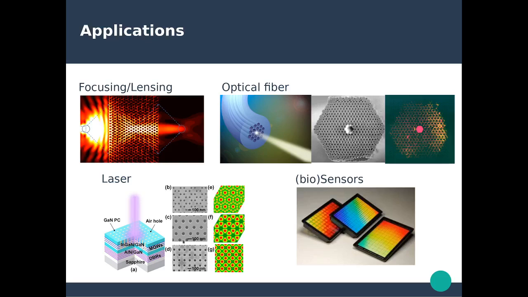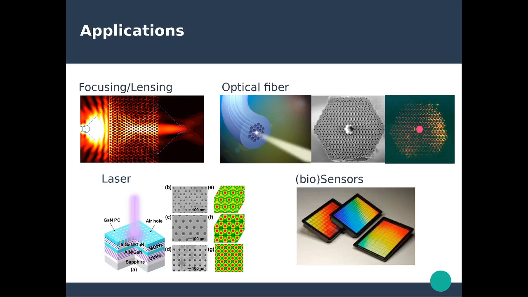Lasing as well. Those two-dimensional photonic crystals can be used as Bragg mirrors and form basically lasing cavities, and then obtain very, very strong lasing. Biosensors as well, as I mentioned, if we have long time living photons in a cavity, then you're going to have very narrow resonances, and that can be used for biosensors.